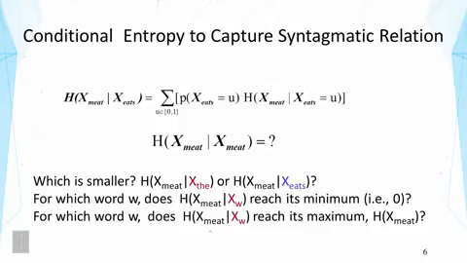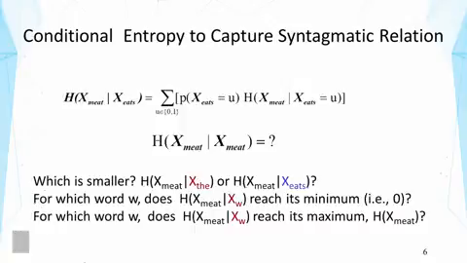So let's see how we can use conditional entropy to capture syntagmatic relations. Now, of course, this conditional entropy gives us directly one way to measure the association of two words, because it tells us to what extent we can predict one word given that we know the presence or absence of another word. Now, before we look at the intuition of conditional entropy in capturing syntagmatic relations, it's useful to think of a very special case listed here. That is the conditional entropy of the word given itself.